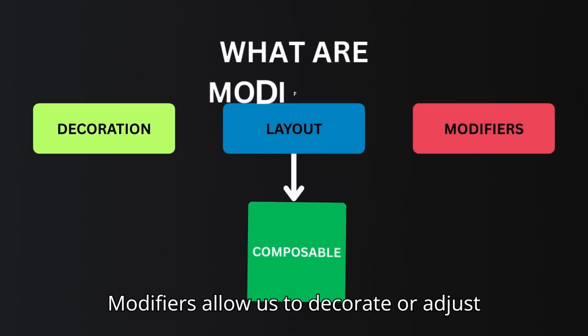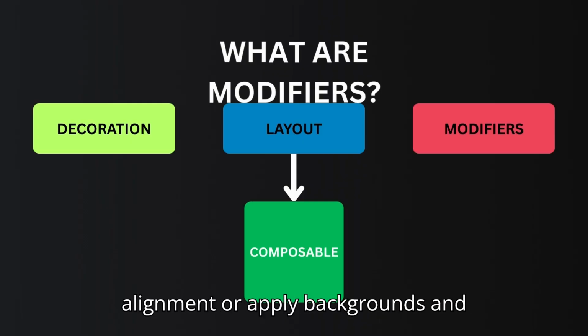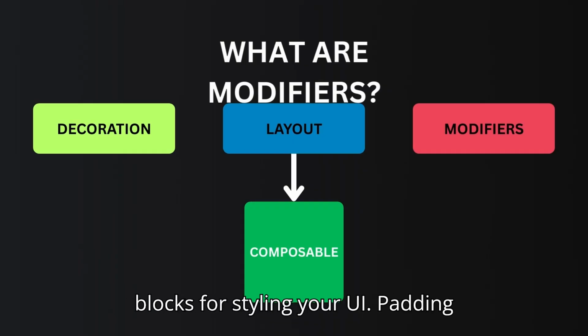Modifiers allow us to decorate or adjust a composable. They can add padding, set size, handle click behavior, change alignment, or apply backgrounds and shapes. Think of modifiers as building blocks for styling your UI.